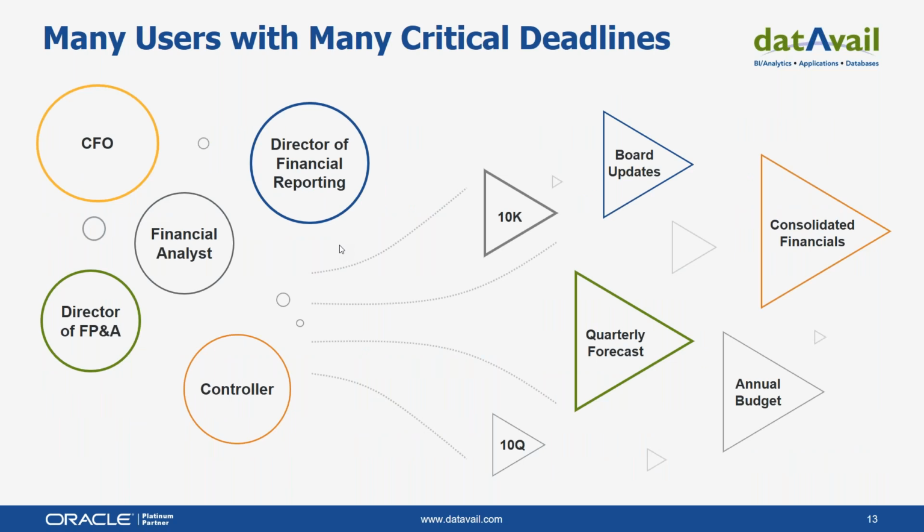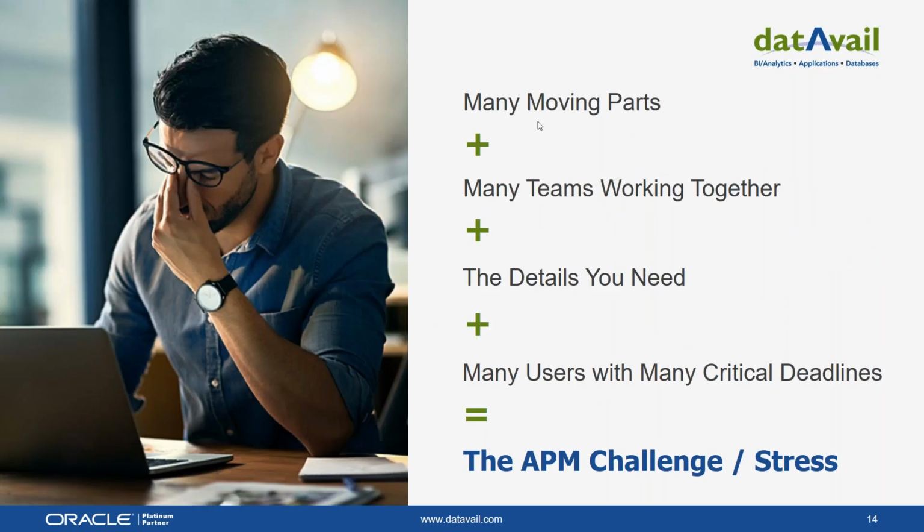And the whole reason behind the existence of all this, the applications and the environments, is because you have a lot of users who have a lot of critical deadlines. So you have all levels within the organization, all the way up to the CFO, the CEO, and even the board, that are trying to deal with information that's needed to make decisions, and also for regulatory things, like filing your 10Ks and your 10Qs. So it's a very stressful situation. So to conclude what the APM challenge is: moving parts, teams, details, and a lot of users, and it ends up being a very stressful situation for everybody involved.